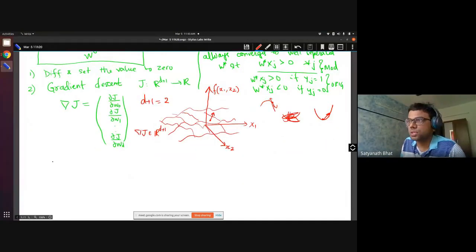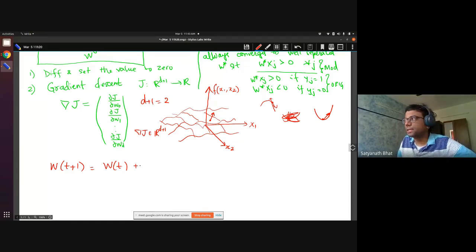So what we need to do is take w_(t+1). We should take the original w_t, and then traverse, not in the direction of the gradient. If you do plus, then it will improve. So we need to reduce it, so we will take minus eta times gradient of J. This is called gradient descent.